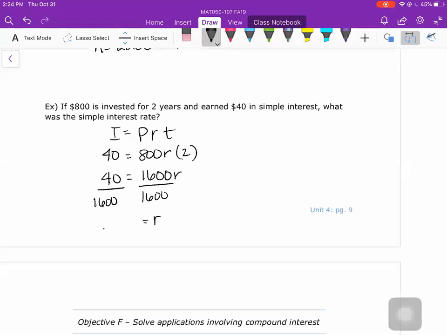2.5%. So when we first divide, we get R equals 0.025, but because we're finding an interest rate, we want to convert it to a percent. So that's 2.5%.